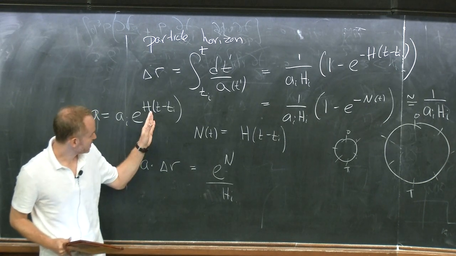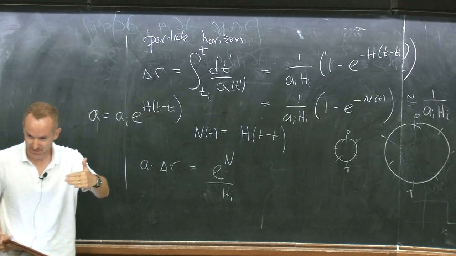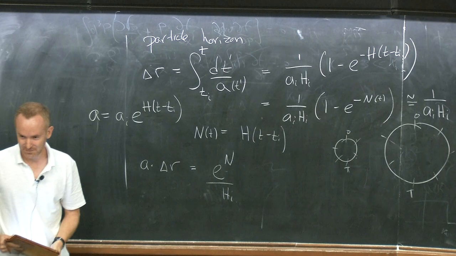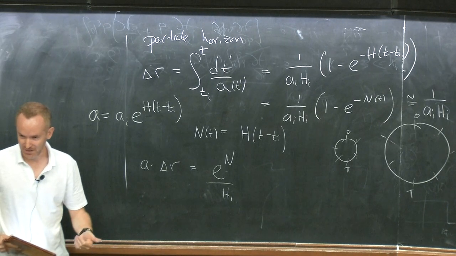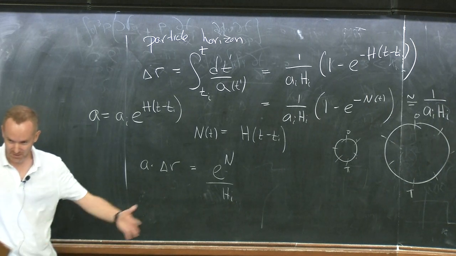So each time 1 over h during inflation, the universe increases in size by a multiplicative factor of e. So after 1 e-fold, it's 2.7 times bigger. After 2, it's 2.7 squared, et cetera. Okay, so it's growing exponentially with time.